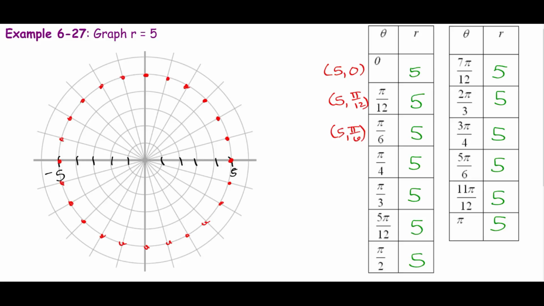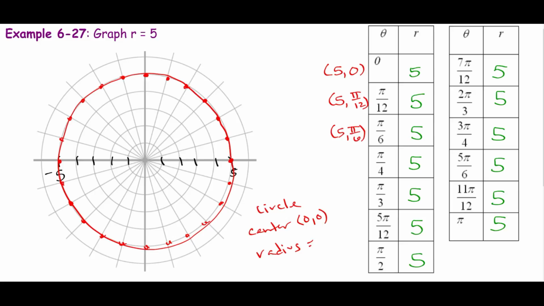So if I look at kind of connecting the dots here, what I'm ending up with then is just a circle with the center at the pole and has a radius of 5. So I have a circle, center at 0, 0, and radius is equal to 5.